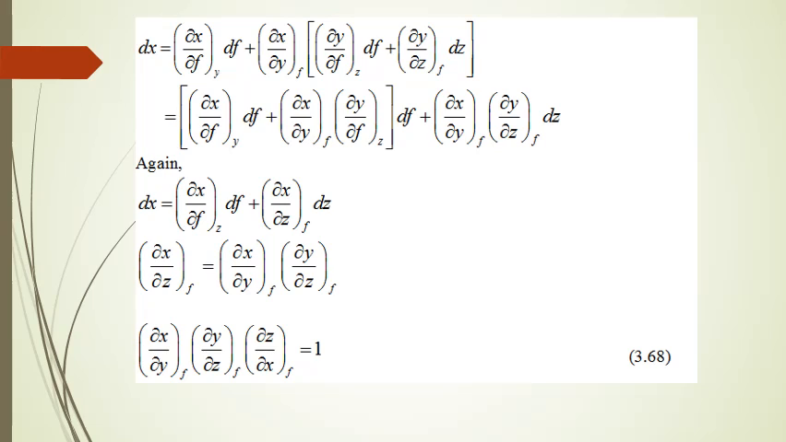This gives us a result that del x upon del y into del y upon del z into del z upon del x, for all the terms when f is constant, is equal to 1. This is equation number 3.68.